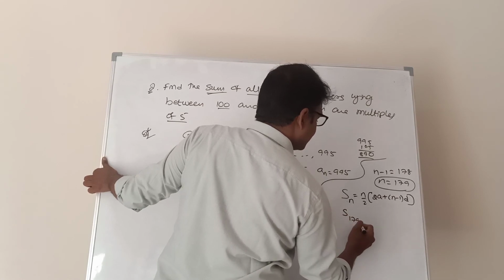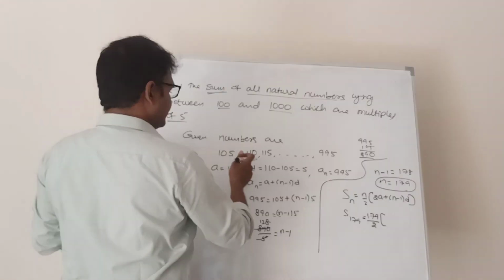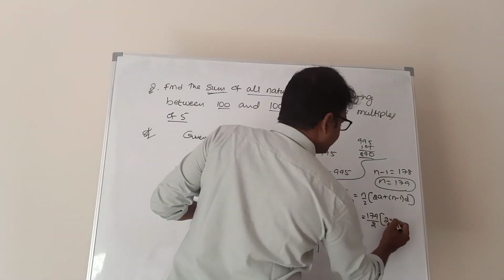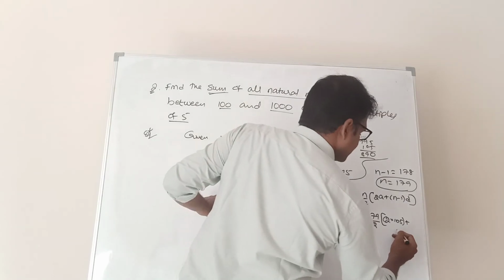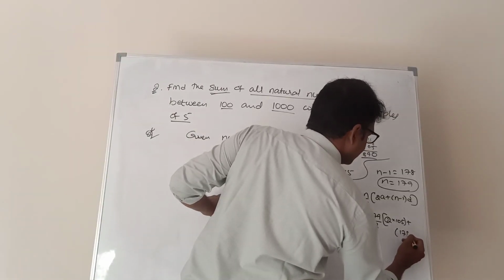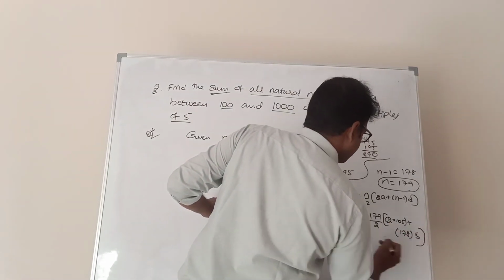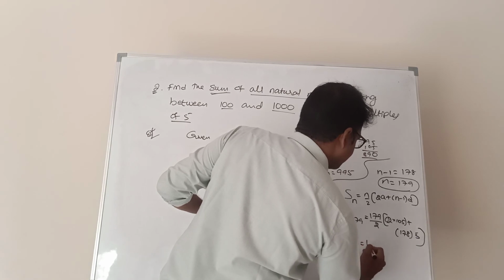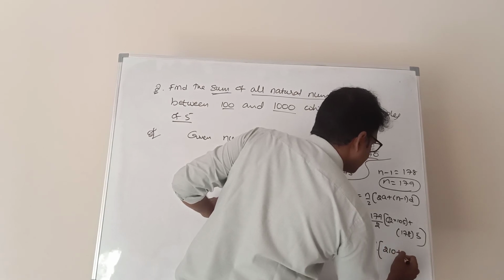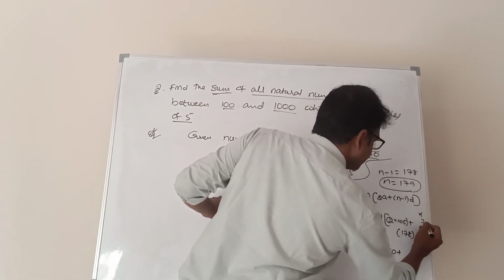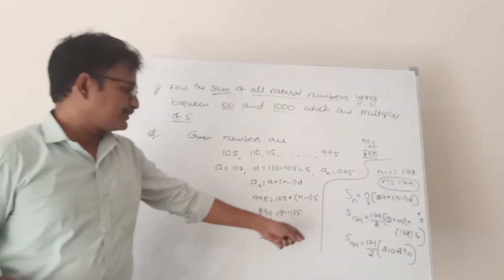S 179 is equal to 179 by 2 into 2a. 2 into the a value, which is 105, so 2 into 105, plus n minus 1, that is 179 minus 1, which means 178, into the common difference, which is 5. So S 179 is equal to 179 by 2 into 210 plus 890. Simplify this, then you will get the S 179 value.